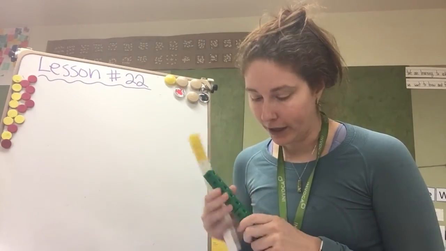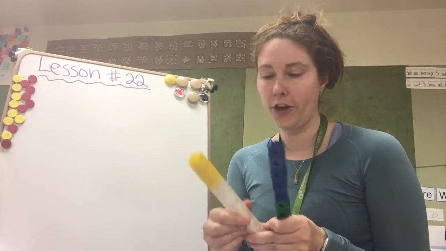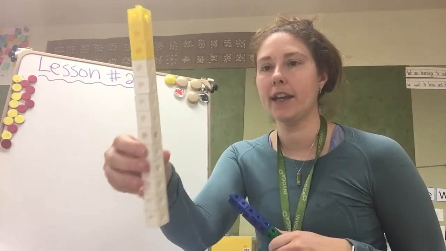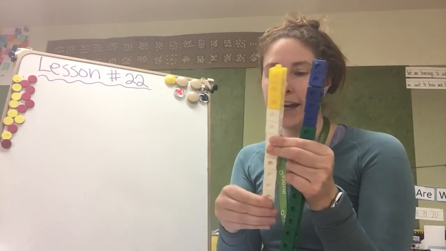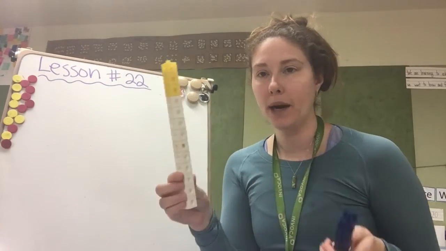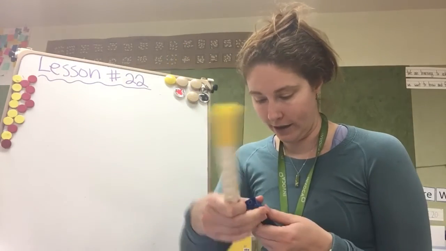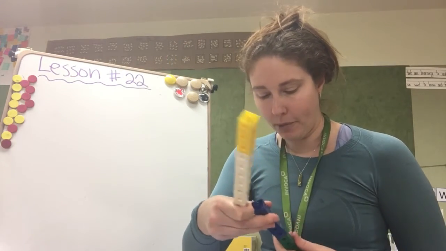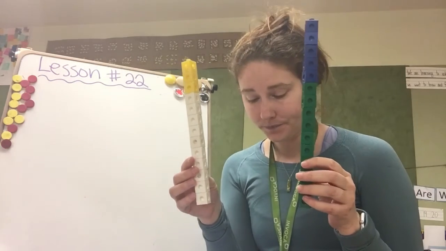Okay, so partner A counted out 13 cubes, and I made a cube tower for them. I even did it so the bottom 10 is one color and the ones on top are a second color. So partner A created a 13 stick cube tower, and partner B made a 15 stick tower.